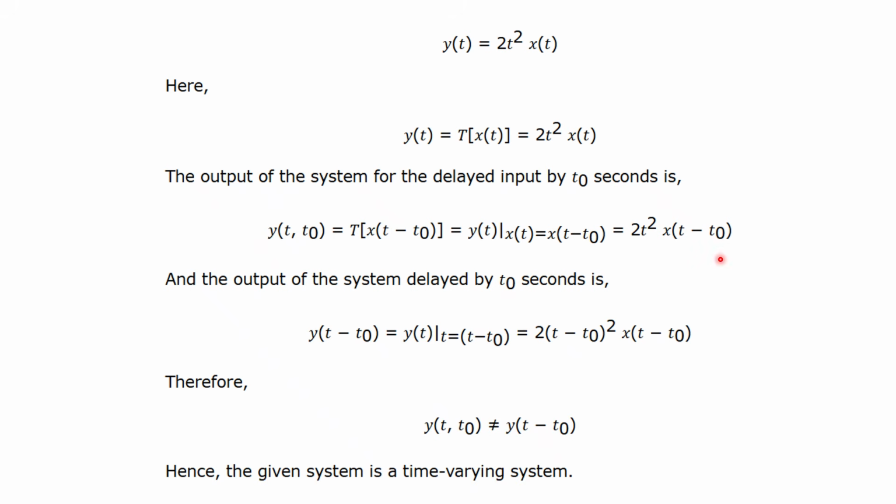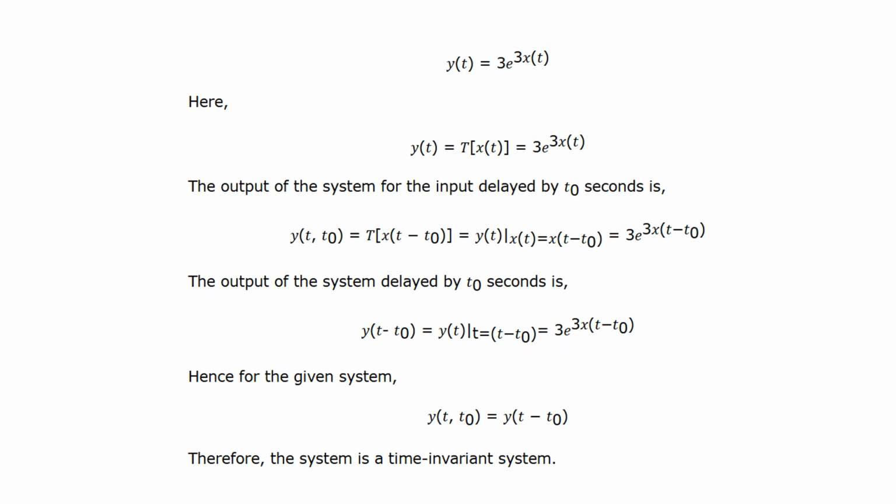Since this equation and this are both different, y of t naught and y of t minus t naught cannot be the same, because the amplitude is different. Here see, the amplitude is 2t² at a particular t naught, and here the amplitude is 2(t minus t naught) all squared, right? So since the amplitude is different, if we shift in time, this will not be equal, and that is why this is an example of a time varying system.